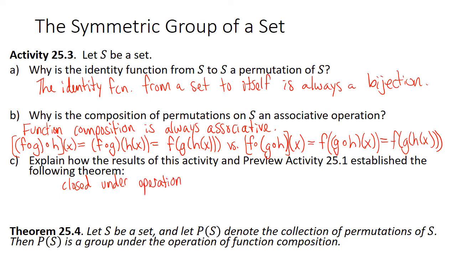So we showed in the preview activity 25.1 that the permutations were closed under composition. And then we also need associative, and we just showed that just now. We need inverses, and we showed that just now. And then we need the identity. Oh, sorry, the inverses we did, that was in 25.1. But anyway, we've got all parts. So the set of permutations is in fact a group.